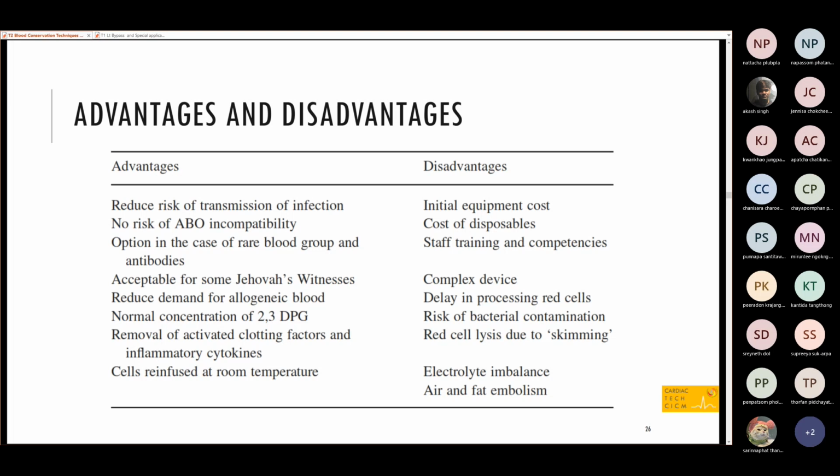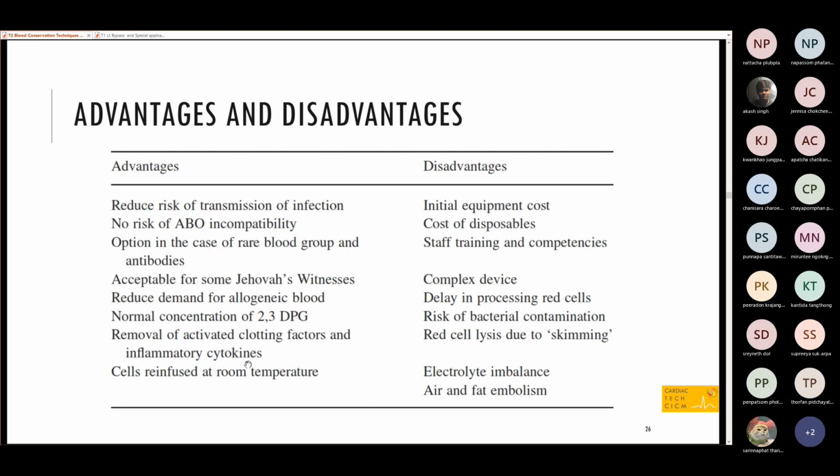So recycling blood for them is acceptable, and it reduces demand and any reactions. And the 2,3-DPG or any component of the blood will not change, because it is the same blood that circulates in their own body, right? Doesn't make sense otherwise.